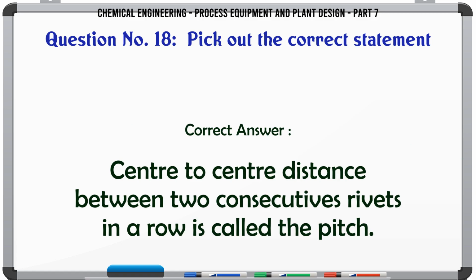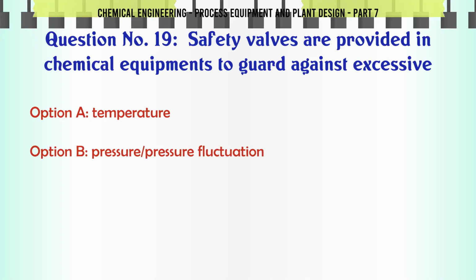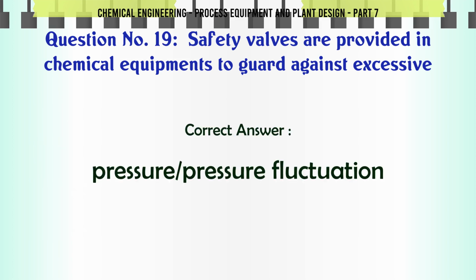pitch. Safety valves are provided in chemical equipments to guard against excessive A. Temperature. B. Pressure fluctuation. C. Turbulence. D. Noise. The correct answer is pressure fluctuation.